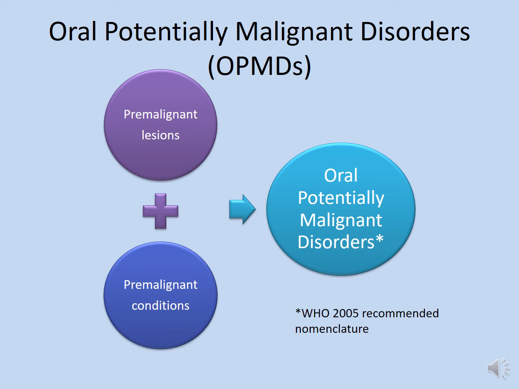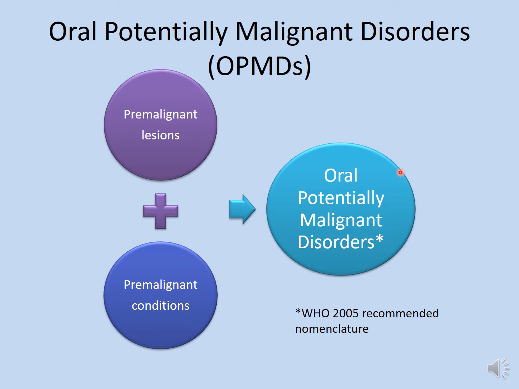Now moving on to the concept of oral potentially malignant disorders. First of all, I'd like you to pay attention here because this is a very important core concept, and there is a little historical background to it. Before 2005, many oral lesions were categorized as pre-malignant lesions or as pre-malignant conditions. But after 2005, the World Health Organization recommended a nomenclature wherein they clubbed both the pre-malignant lesions and the pre-malignant conditions together to call them oral potentially malignant disorders.